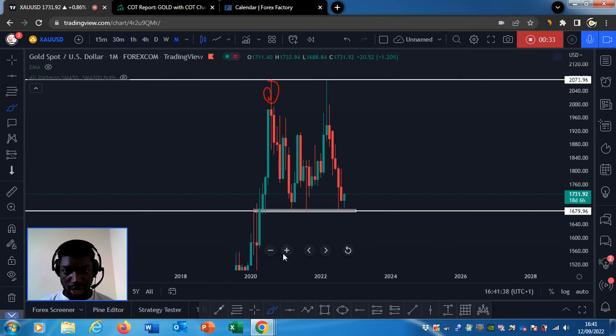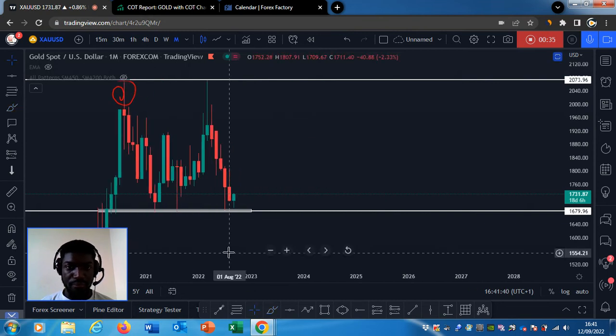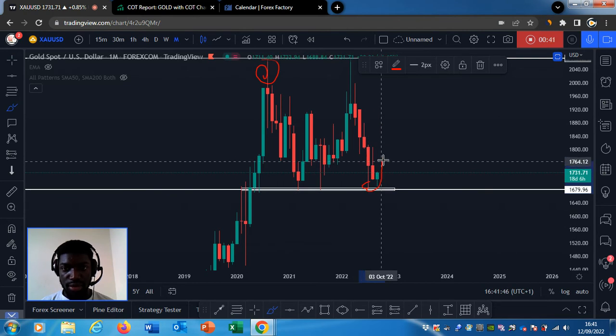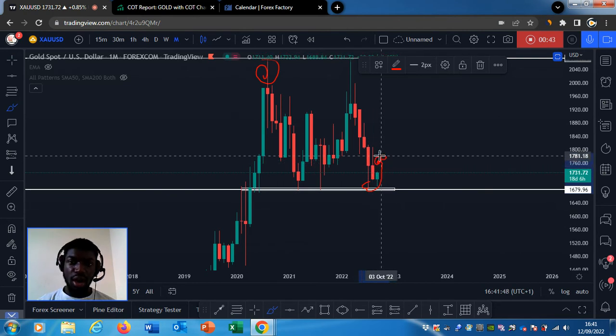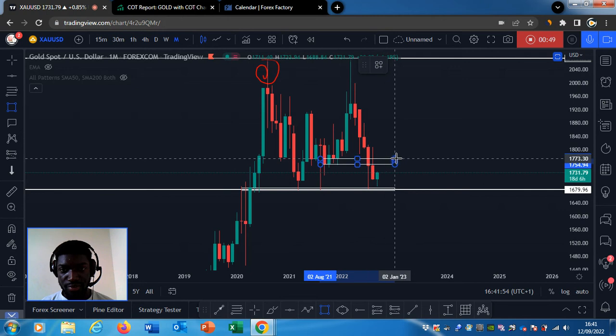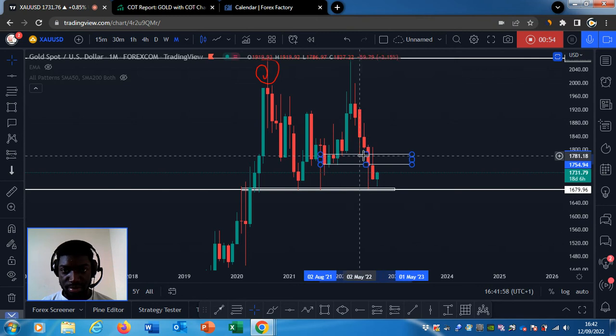Now, looking at the current market condition we have here, as I said, when price touches here, we should expect a retracement upwards to test what we call the upsides. Now we have a few resistances that we need to look at on the monthly time frame.